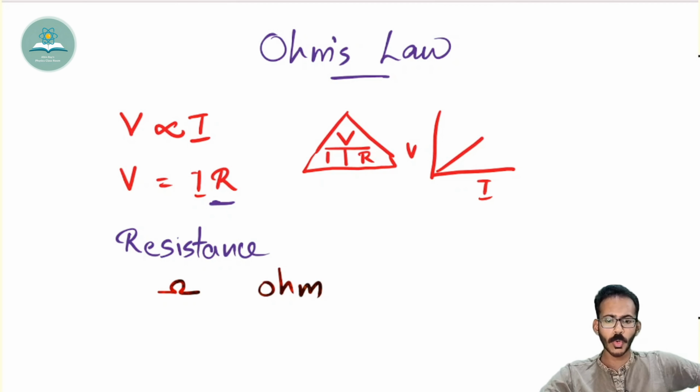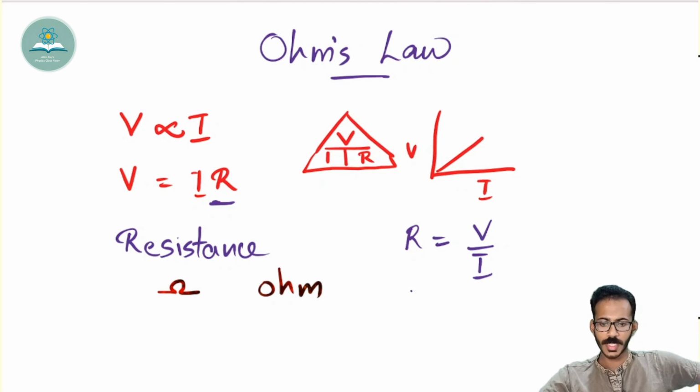Now let's focus more on resistance. From this Ohm's law, let me write R is equal to V by I. Let's see what is 1 ohm. The SI unit of resistance is ohm. So 1 ohm is equal to SI unit of potential difference, which is volt, divided by ampere: 1 volt by 1 ampere. So 1 ohm is equal to 1 volt by 1 ampere.